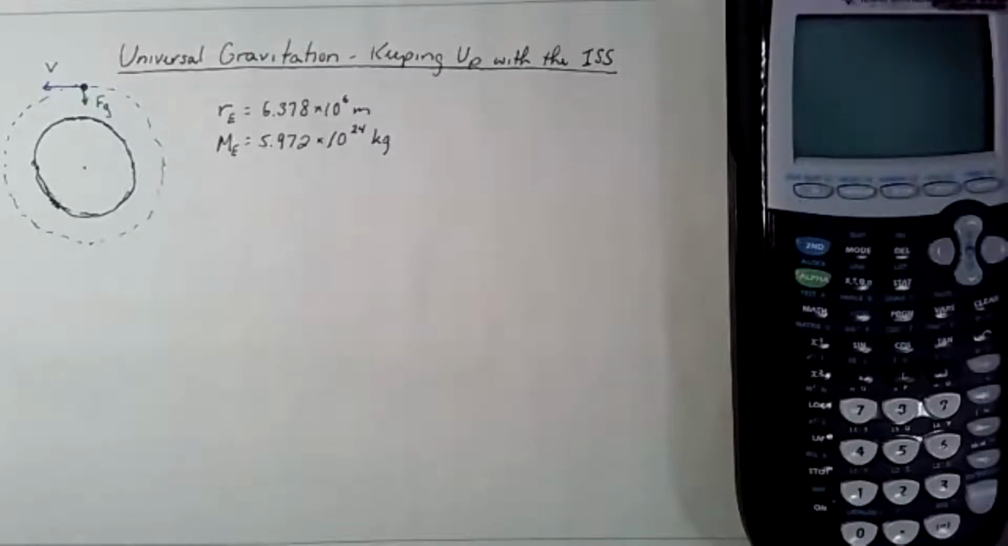In this video, we're going to take a look at applications of universal gravitation, and a topic that most people find interesting is the International Space Station and being in orbit. So one of the first questions that comes to mind is, what keeps the satellite up there?